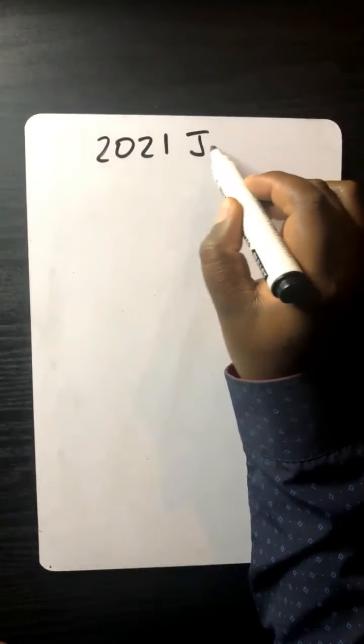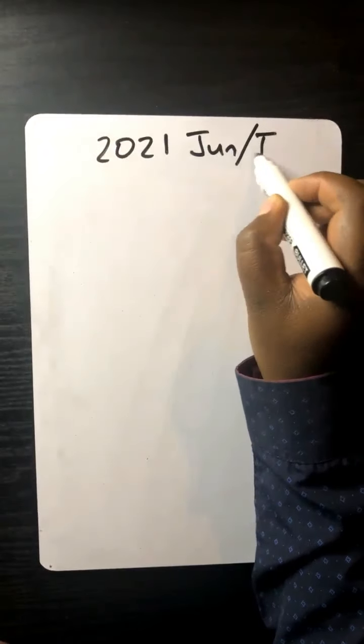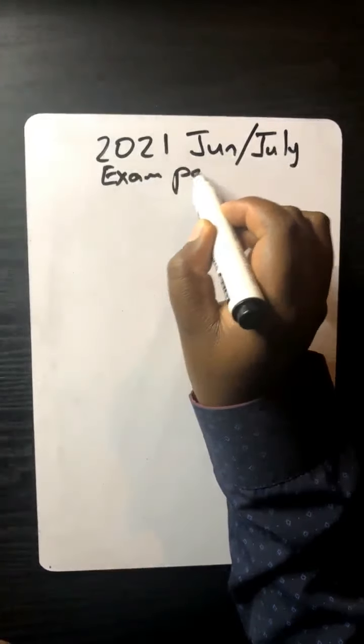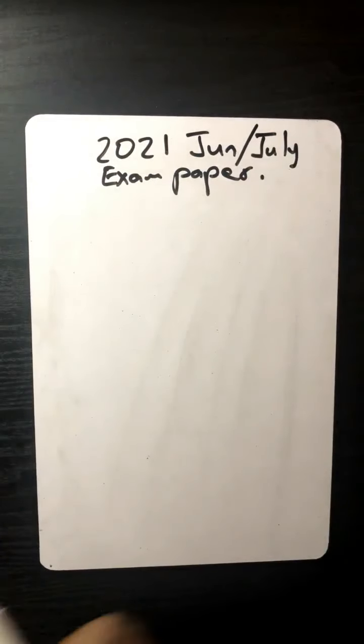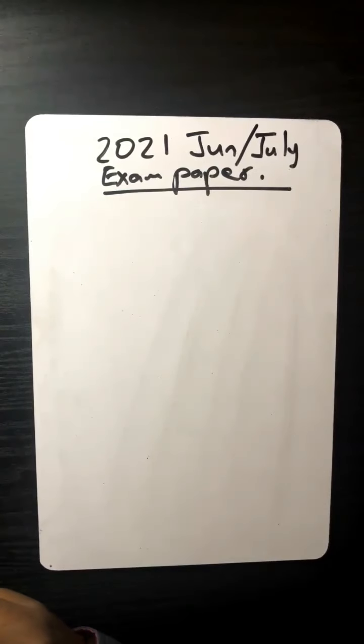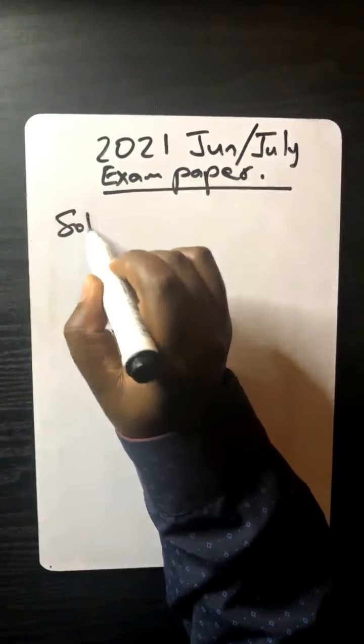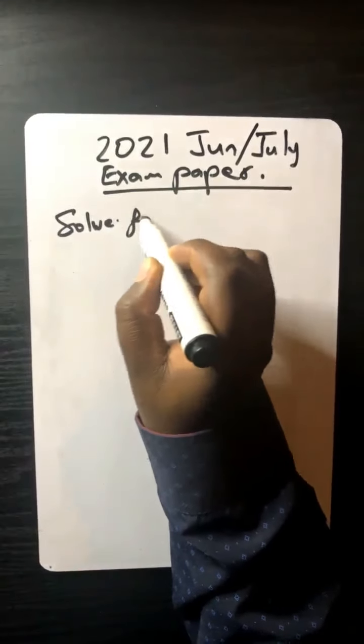So this was the 2021 June or July exam paper, which is what I want us to have a look at. I hope you saw that image that I sent in the group, where question number 1 was solved for x.